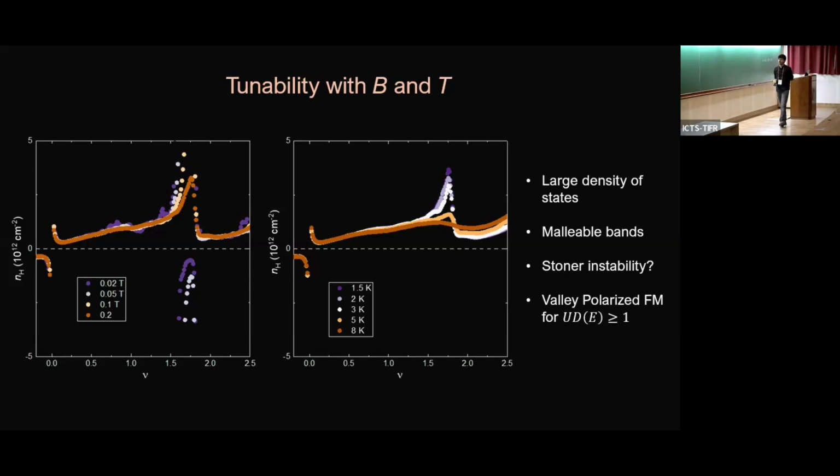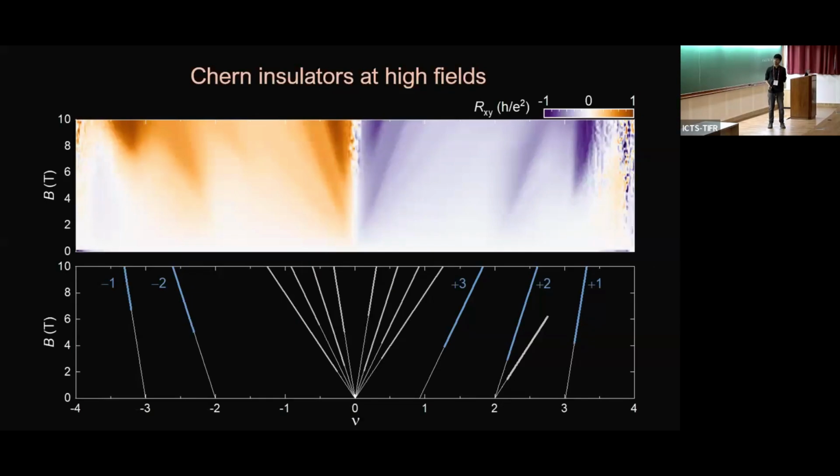Now this is all about low field. If we increase the magnetic field to 10 Tesla, we see the Landau fan diagram, and different features appear from different integer fillings, and they are quantized to these numbers. So you can calculate the Chern number from the slope of these features, and these observations are consistent with what people have reported earlier.